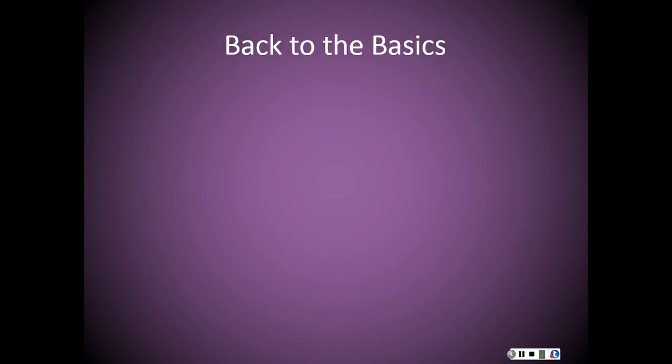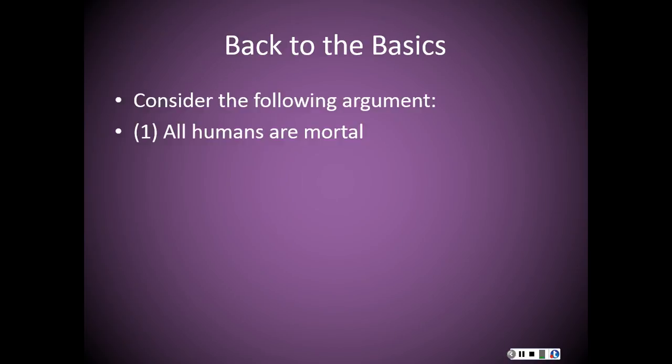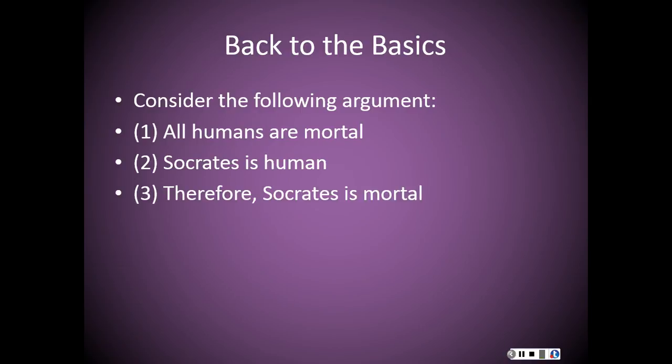So let's go all the way back to the basics, all the way back to an example of a valid argument that we considered at the beginning of the course. So consider the following argument. All humans are mortal. Socrates is human. Therefore, Socrates is mortal. This is a classic example of a valid argument. I introduced you to this argument at the very beginning of the course when I was explaining to you the distinction between valid and invalid arguments.